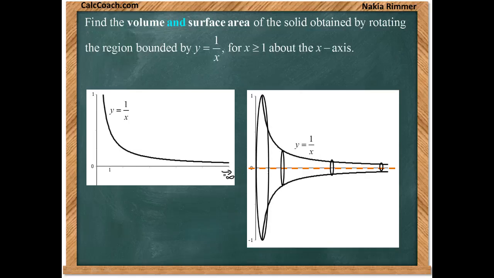So what will happen is we get this horn type shape, but this goes on forever. We're going to find the volume, and then later we'll find the surface area, and we'll find something very surprising.